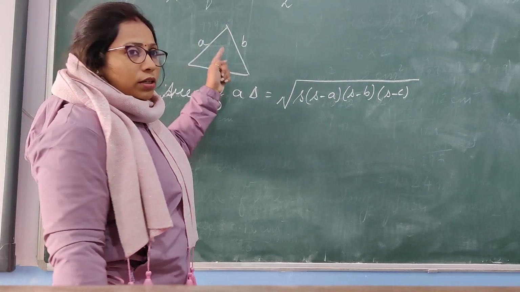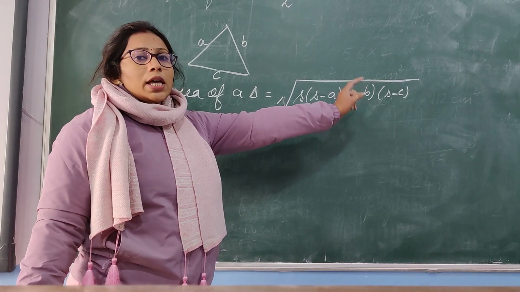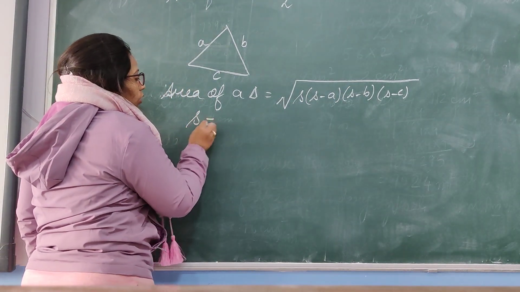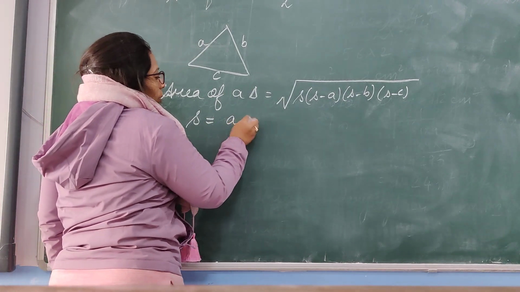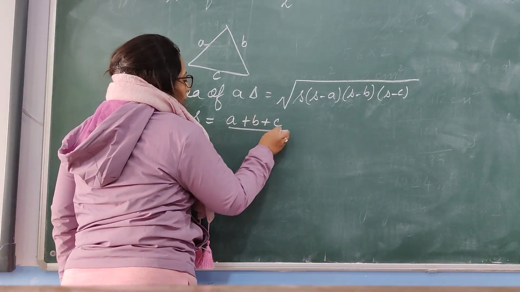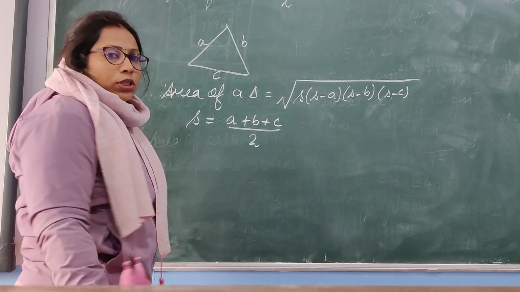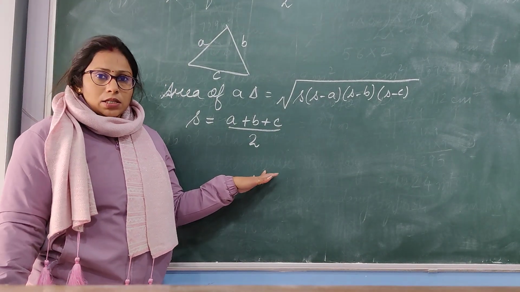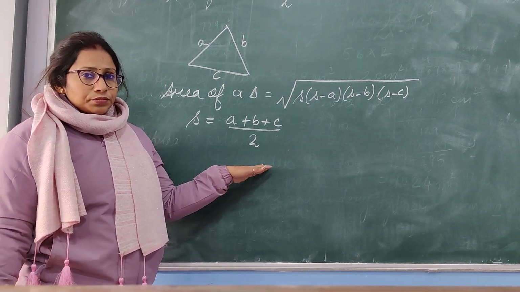sides of the triangle, and S, what is S? S is known as the semi-perimeter. And how do we calculate S? S we calculate by A plus B plus C by 2. This is how we calculate the semi-perimeter, that means the value of S. I hope this is clear.